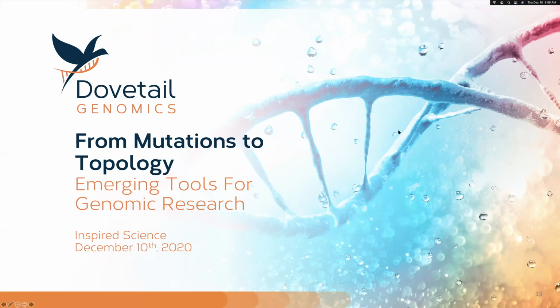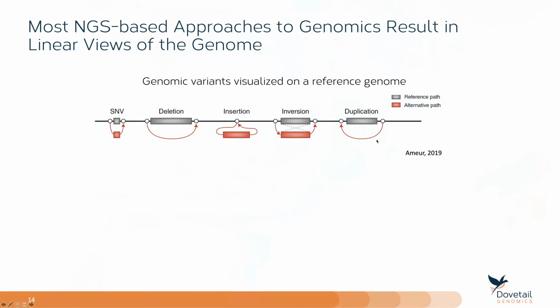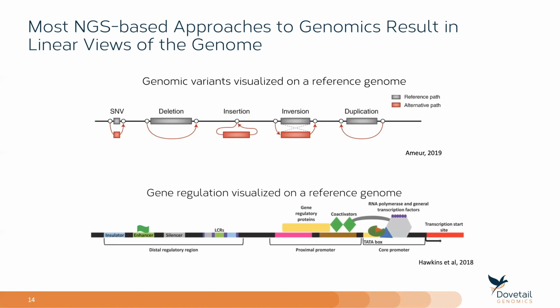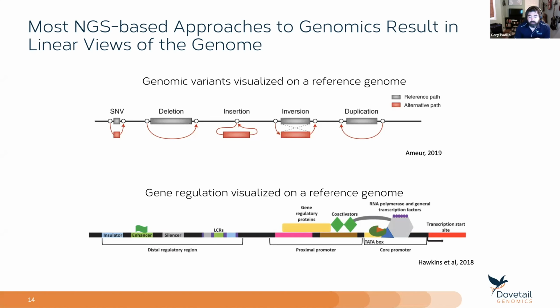Just as a very brief primer, most approaches to NGS-based genomics result in a linear view of the genome. Here we're showing varying genomic variants on a reference genome, and you see how they're all visualized in a linear space. This also goes for gene regulation, where you see your core promoter and the regulatory elements that sit some distance away, again in linear space.